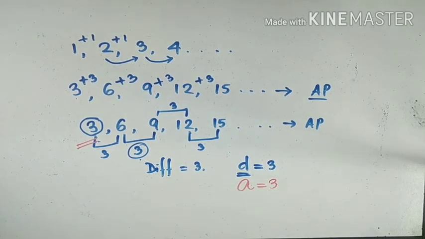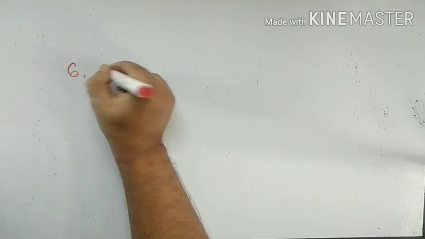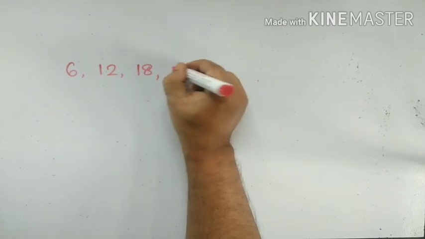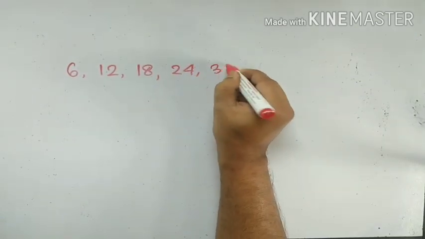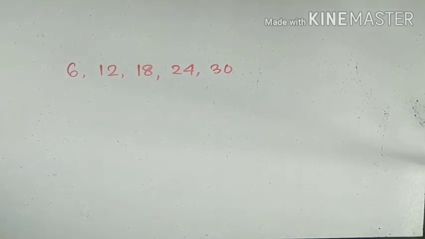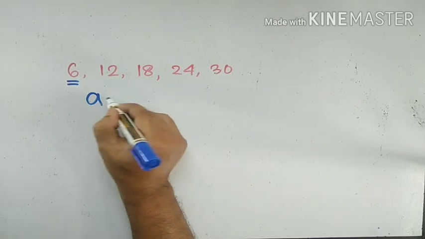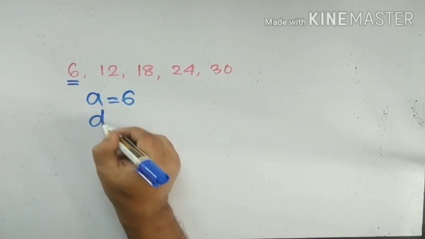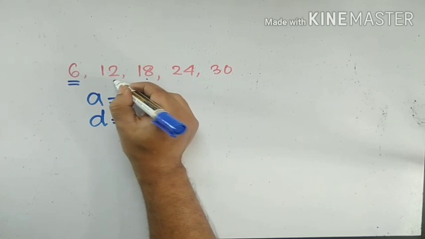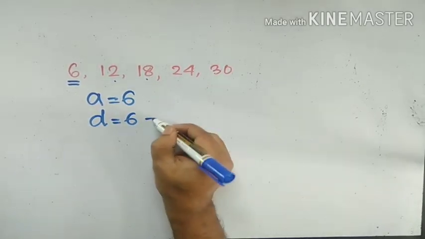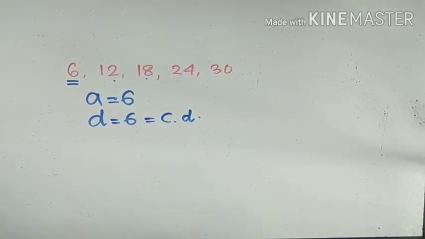Now let's take one more example. Suppose 6, 12, 18, 24, 30. This is the table of 6. Now see this. Here, this will be the first term. That means the first term will be 6, and the difference will be 18 minus 12, which is 6. This is the common difference.